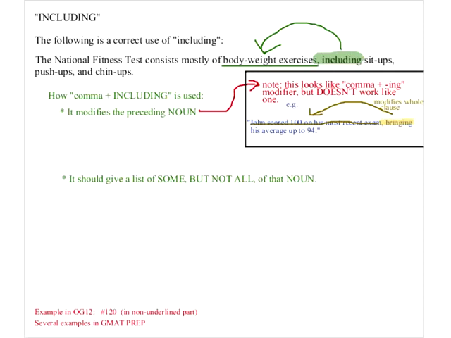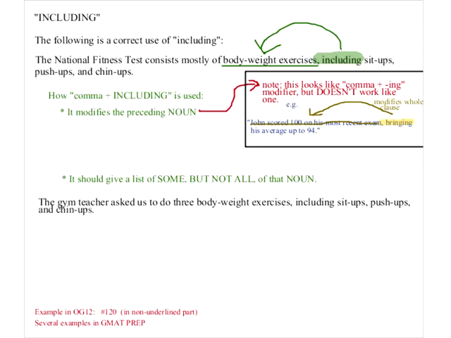So for instance, if I said something like, the gym teacher asked us to do 3 body weight exercises, including sit-ups, push-ups, and chin-ups, then this is wrong, not grammatically wrong, but it's wrong because this would be all 3 of them. So you don't use including unless you're only taking a selection, like only a couple of them. So this is incorrect here since we are listing all 3 of them.